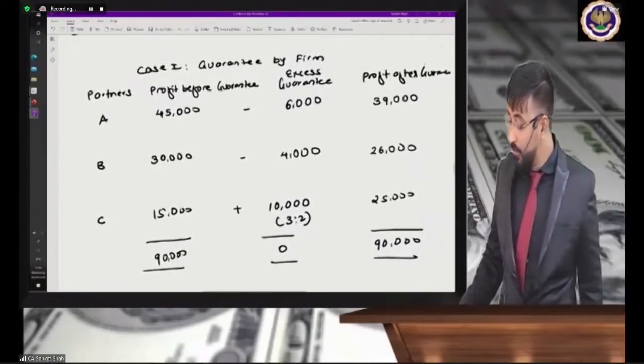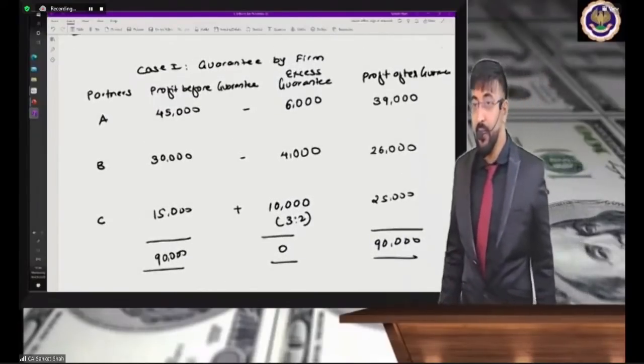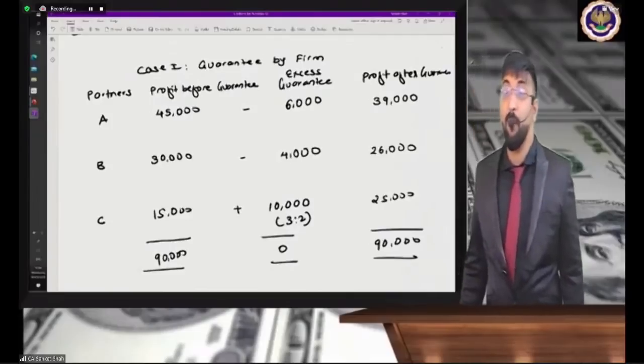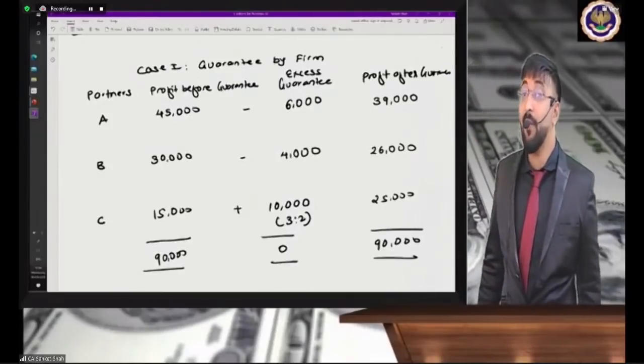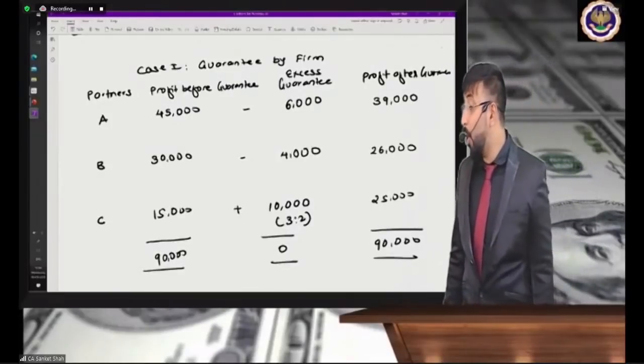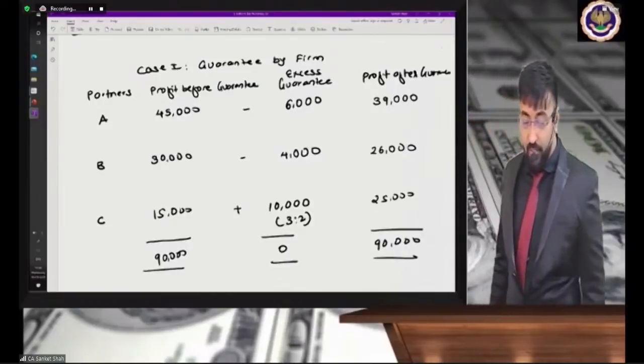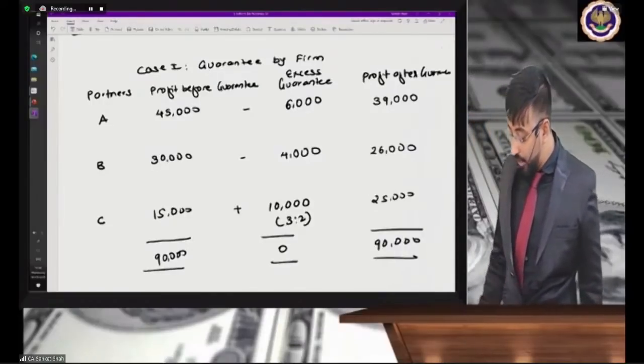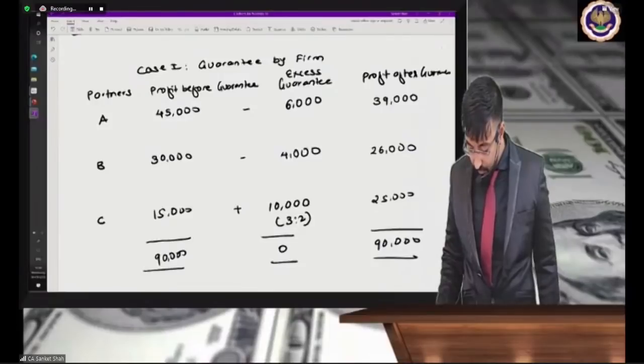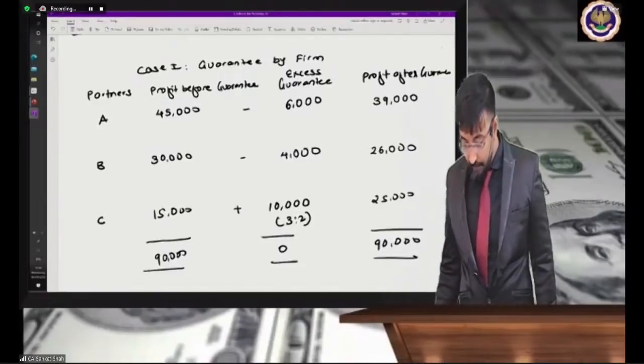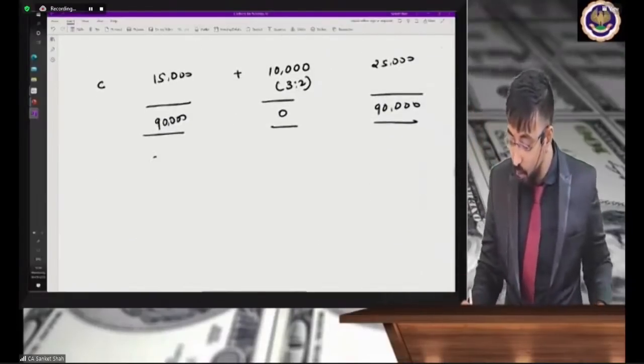You got this presentation? It's easy. So the firm is giving 10,000. Firm means the remaining partners, A and B, in their old ratio, 3:2. Palak, are you getting this concept? It's easy. Now tell me what is case number 2.